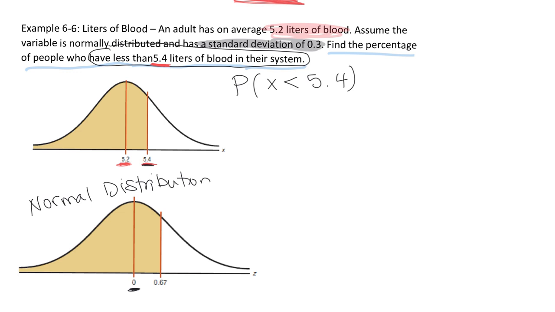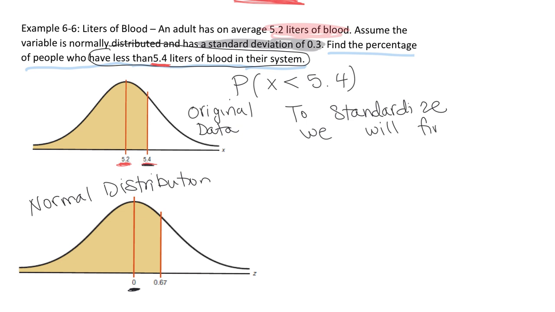Okay, so this is how you do that. I'm going to show you how to do that. So, like I said, this one represents the original information or data. We can standardize it. So to standardize, we will find the z-score. Okay, so to find the z-score, we're going to use that formula that we just talked about. So let me rewrite that for you. It's going to be the outcome minus the average over the standard deviation.